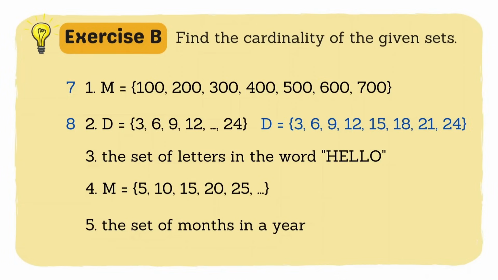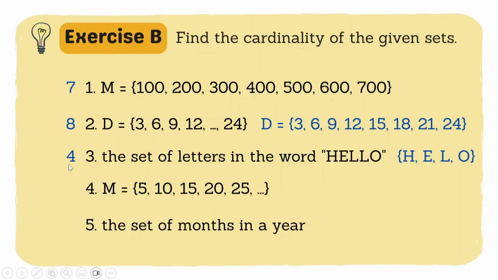Next, number 3. The set of letters in the word hello. Okay? So, ilan po ba ang letters ng hello? We have 1, 2, 3, 4, 5. So, are we going to write 5 as the cardinality? No, kung titignan nyo po, ilan lang po ang i-consider natin. Okay? We will only consider one element as a distinct element. So, hindi po natin uulitin. So, as you can see, dalawa yung letter L, but we will only count it as 1. Therefore, the cardinality of the word hello is just 4.